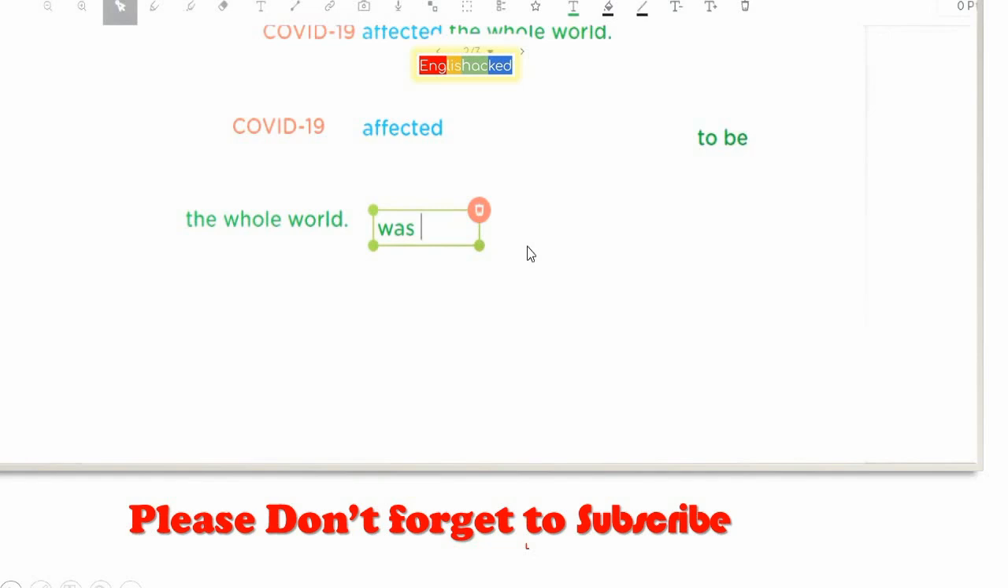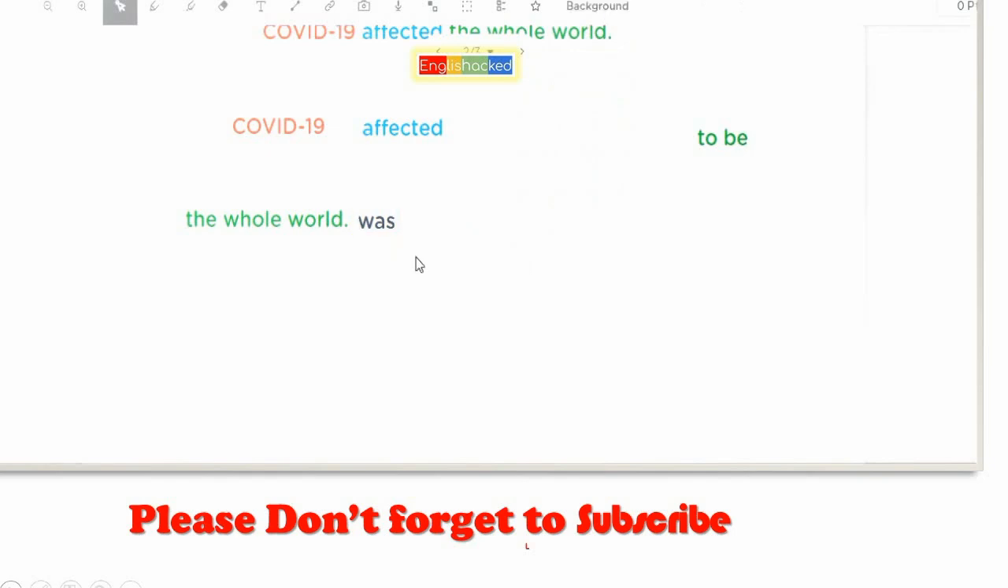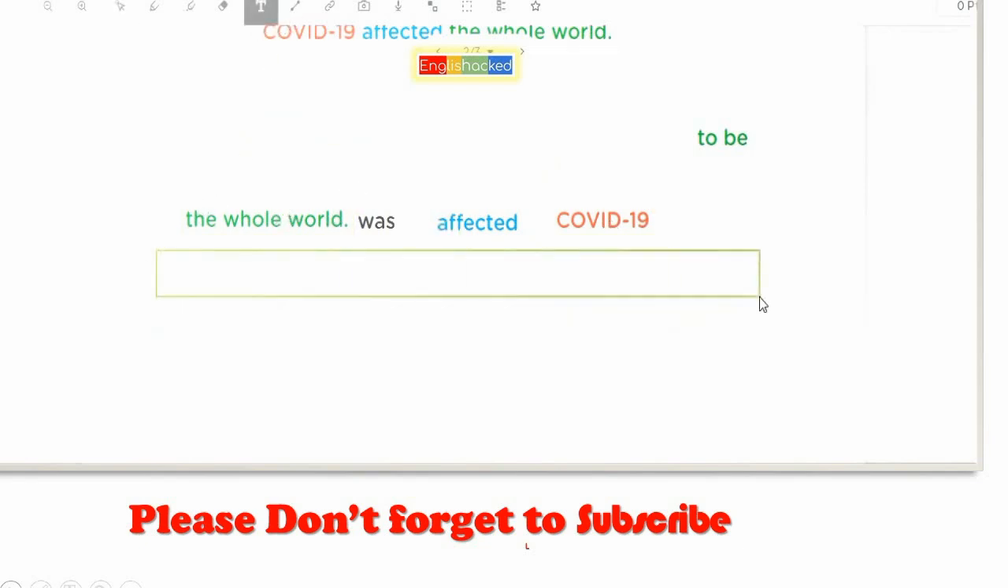Then we bring in our was, our verb to be. Remember, we have is, was, were, are. So here it is was because it was in the past. The whole world was affected. Our verb 3 of affected stays the same, affected. So the whole world was affected by what? By the former subject, which was COVID-19. It now becomes the object in the passive voice.